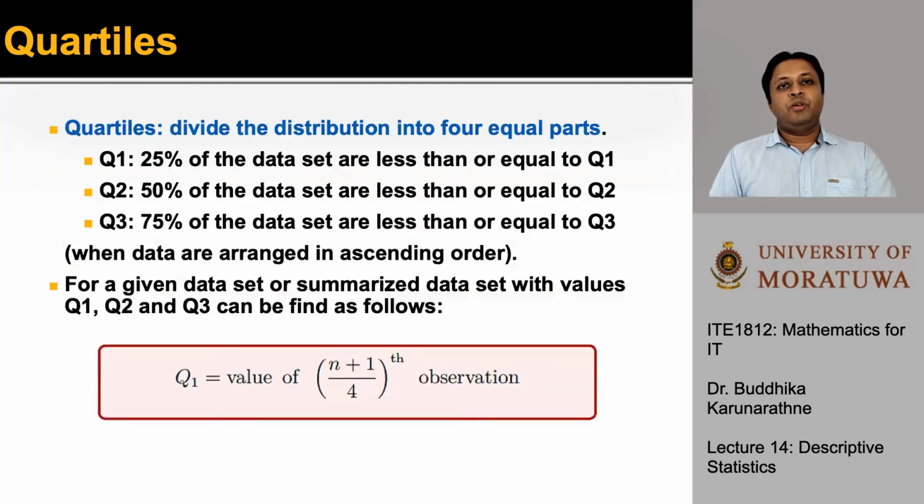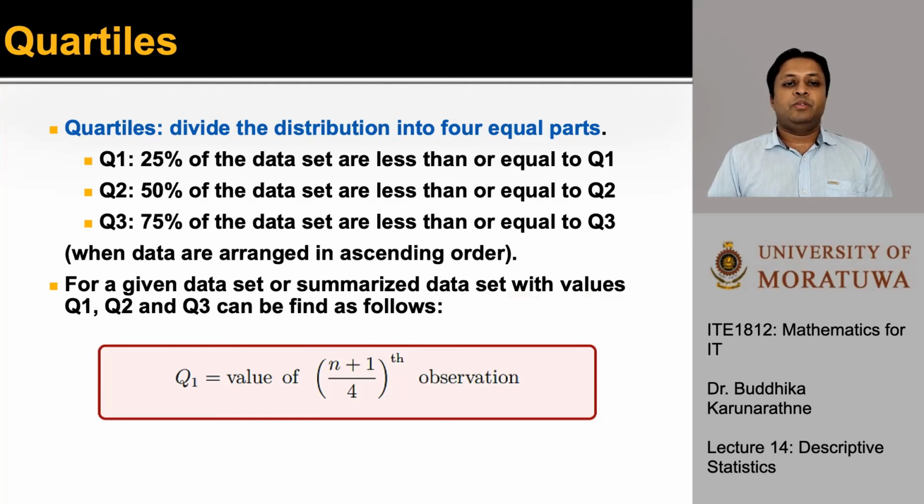Right, now we move on to the next concept, which is quartiles. In this concept, we divide a given distribution into four equal parts. The dividing points are 25%, 50%, and 75%. Quartile one, Q1, means 25% of the data set is less than or equal to Q1. Q2, which is actually the median, means 50% of the data set is less than or equal to quartile two.